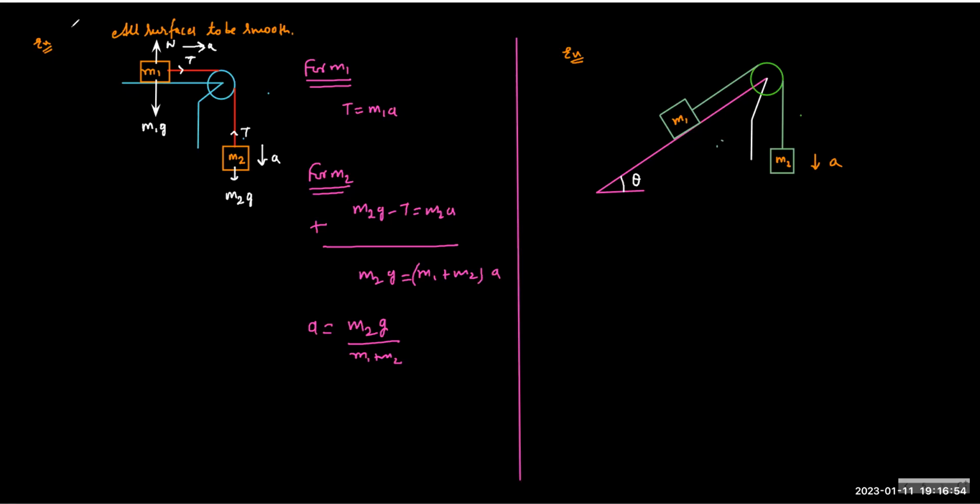Write just two equations. Try to add and eliminate tension. You will get the acceleration. Once you get the acceleration, substitute in one of the simple equations and get the tension. Are you doing that process? Yes or no? Yes. I don't see that. Your answer is incorrect entirely. Do it again.